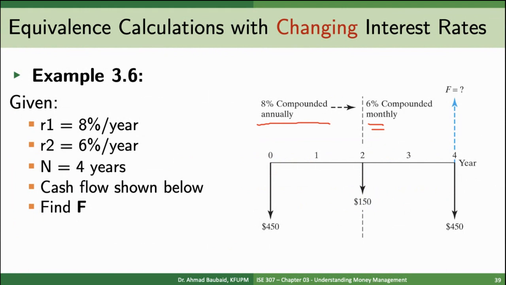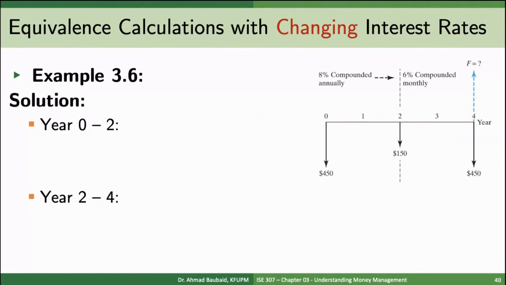Find F. Okay, so how do we handle problems like these? Even just from chapter 2, what's the principle here when you have changing interest rates? How do we do this? Yes, Muhammad? We can deal with it as two separate periods and then add them up. Exactly. So you can break the problem down into 2 periods, and that's exactly what we're going to do.